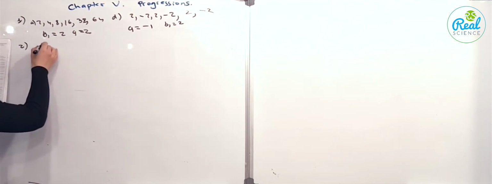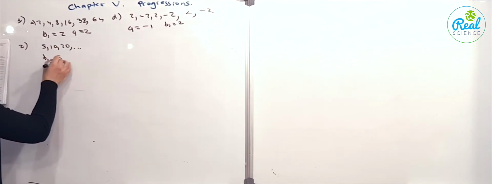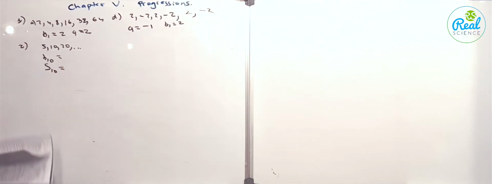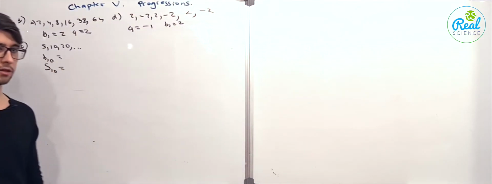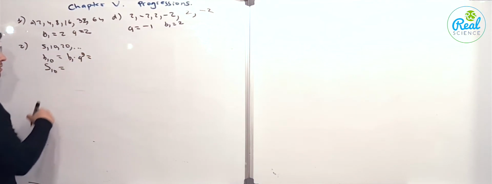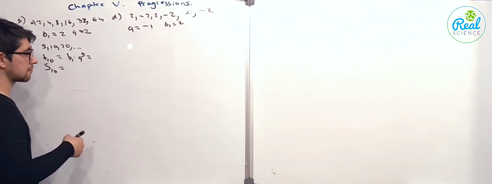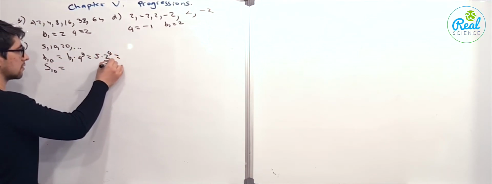Second one, in geometric progression 5, 10, 20, etc. Find b10 and find S10. So what is your first term? It is 5, yes. What is your q? 2. Your b10 is b1 multiplied by q to the power of 9. Yes, you are using the formula of bn. b1 is 5 multiplied by q, 2, to the power of 9. What is the result?